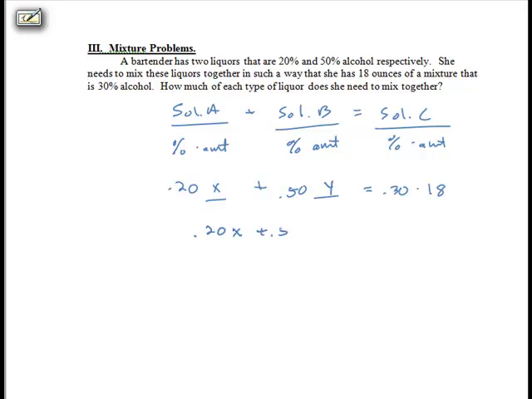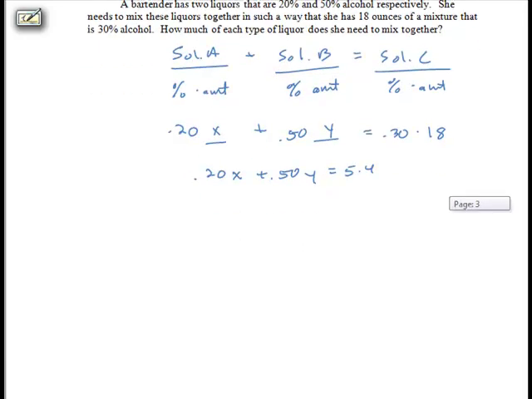So I'll neaten this up a little bit. 0.20x plus 0.50y is equal to 0.30 times 18, 5.4. So we have one equation, but for a system of linear equations we need another one. Well, the second equation is just going to deal with the quantities or the amounts. The amount of solution A plus the amount of solution B must equal the amount of solution C, 18. So now we have a system of two linear equations.